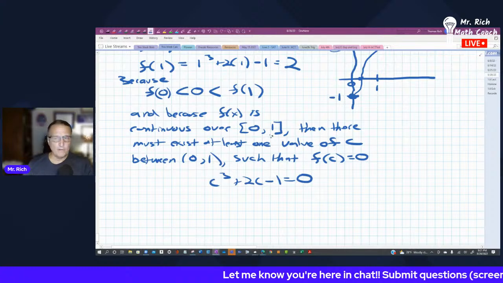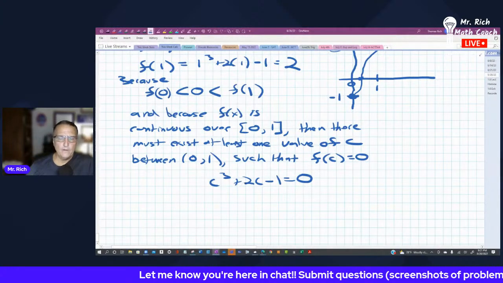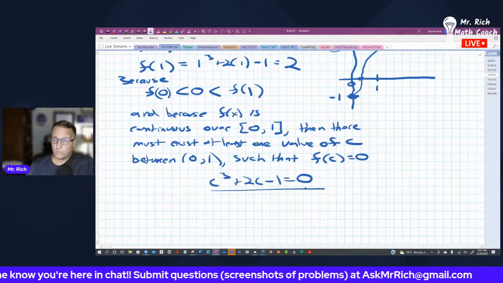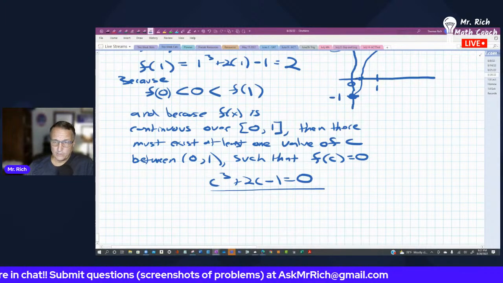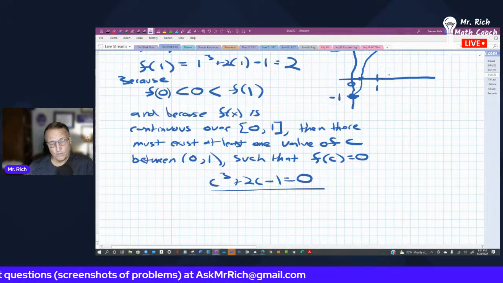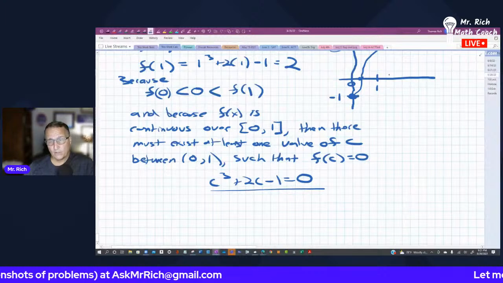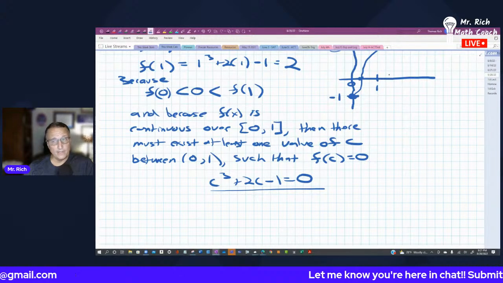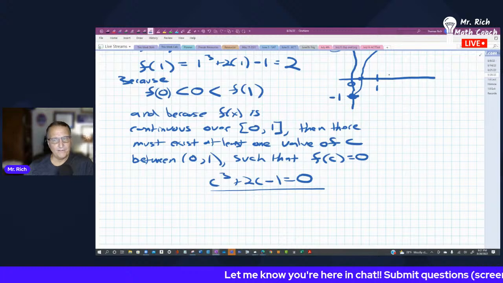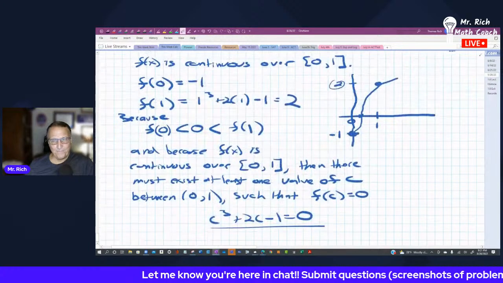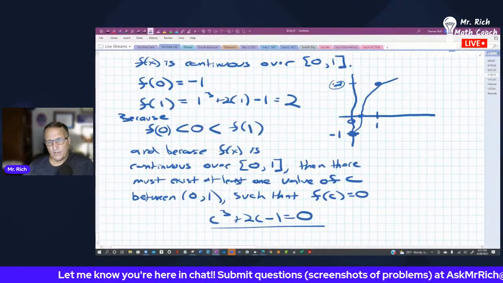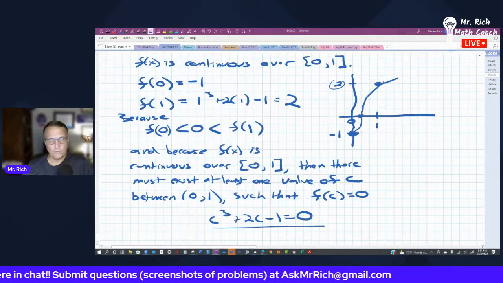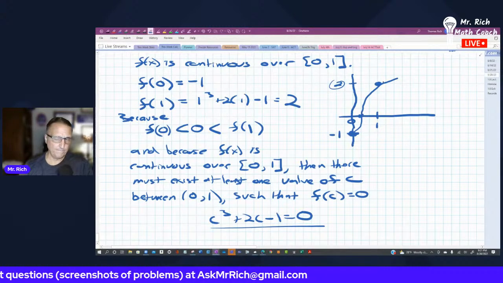If there's more than one that happens to fall between 0 and 1, then that would be my c value. Oftentimes when you are finding the c value, there may be more than one solution to the equation you set up, but of course we're only interested in any solutions that fall between 0 and 1. But I don't really need to find it to know that it's there because of the intermediate value theorem. Because if f(0) is -1 and f(1) is 2, somewhere between 0 and 1, this function had to have crossed the x-axis.